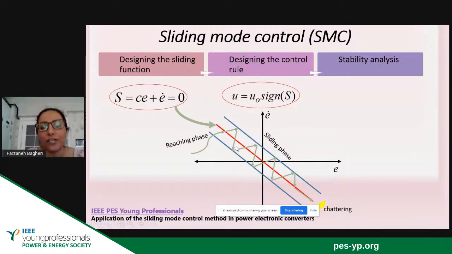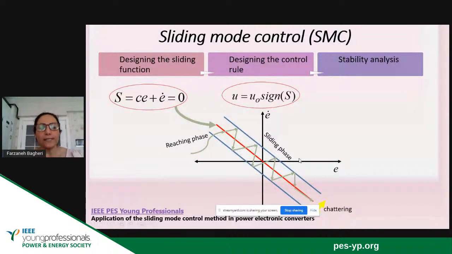Then after some zigzag movements that you can see here, the gray line, they will reach the sliding function and S will be equal to 0. So in a sliding mode control, we have two phases. First, we have the reaching phase, and second, we have the sliding phase. If you look at these zigzag movements that I have bounded with two blue lines, which have a bounded magnitude, this is what we call chattering in the sliding mode control method.